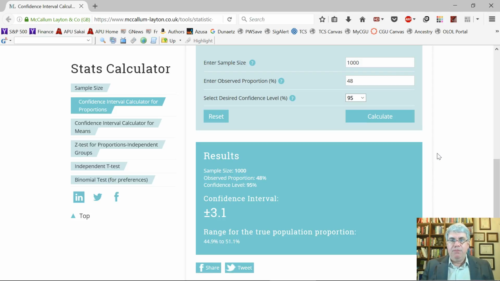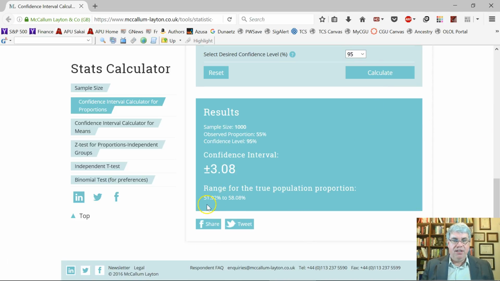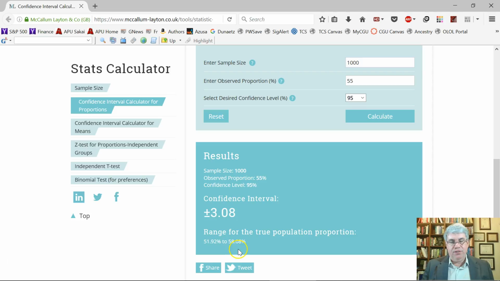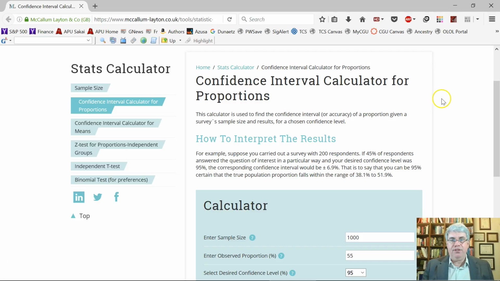But if it's anything more drastic, let's say it was 55% for the candidate, we calculate that, we'll see that the confidence interval would range from about 52 to 58, and we could be pretty sure that the candidate with a 55% lead would win. So this is how we calculate confidence intervals for proportions using an online confidence interval calculator for proportions.